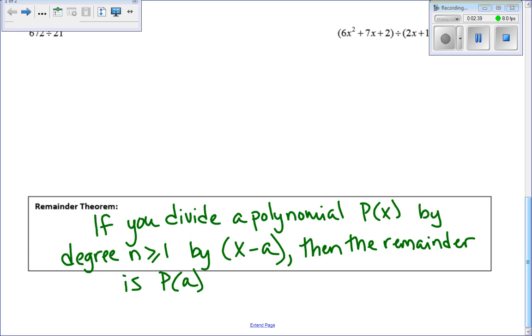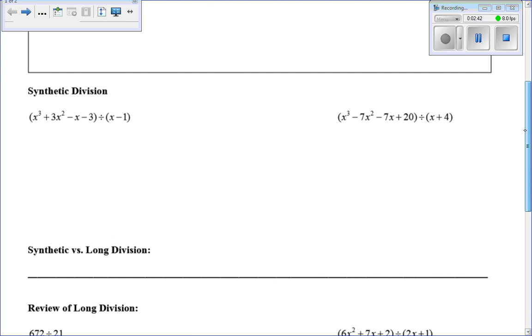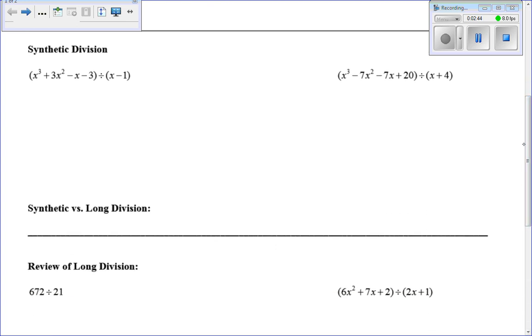Okay? Alright, so what I want you to do is go ahead and do those first two problems for synthetic division. We'll talk about synthetic versus long division, and then we are going to review a little bit of long division, do a couple problems, and we should be done for lesson 4. So go ahead and work through those first two problems. Go ahead and press pause so you're doing it by yourself and reviewing instead of just copying things down.